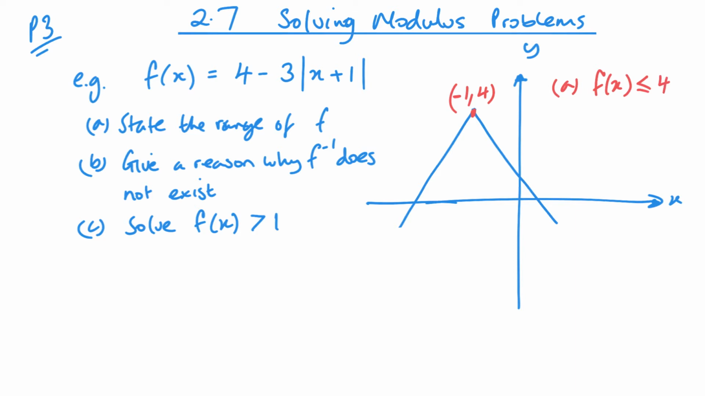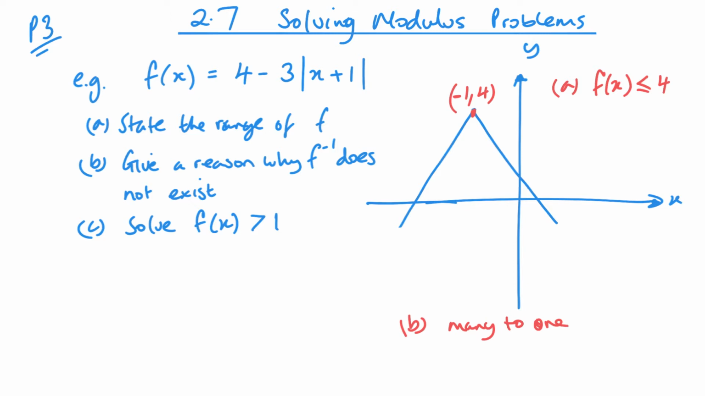Okay, part B. Give a reason why the inverse of f of x does not exist. Well, that's quite easy. We've got a many to one function. Many to one doesn't have an inverse. An inverse has to be 1 to 1. If it didn't have a modulus sign in here, it would be 1 to 1 and it would have an inverse. This does not.